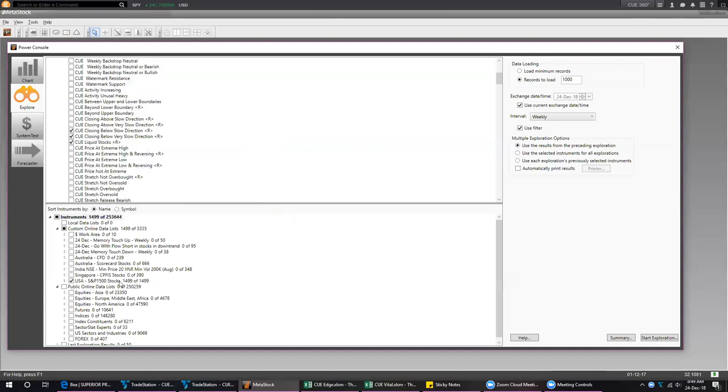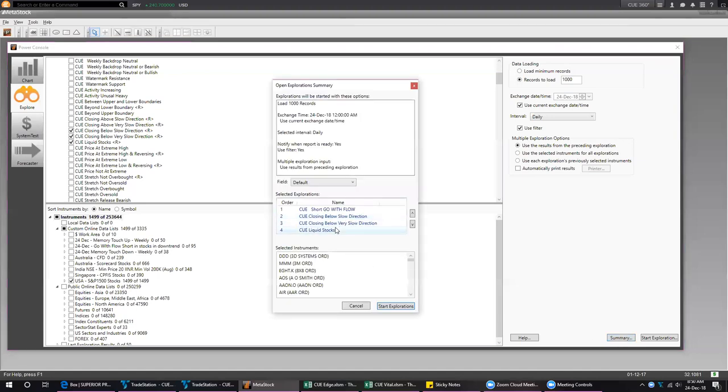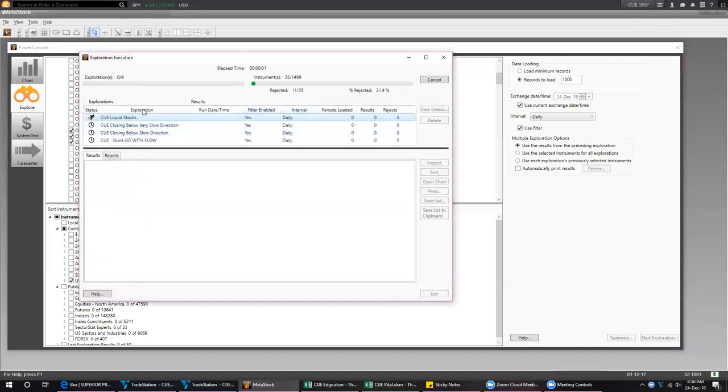I'm going to run it again on the S&P 1500 stocks. And here I'm going to choose, use the results from the preceding exploration again. The interval I'll change to daily. In this way, you can combine the scans into something you have in mind that makes sense. Not looking for indicator values, but some pattern you have in mind. If I go to summary, let me sort them properly. First, I'm going to look for liquid stocks, then below very slow, then below slow, and then looking for the trend following short setup. I'll run them and it will go through the 1500 stocks.